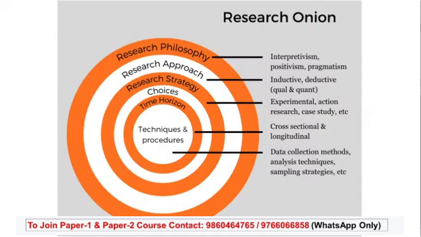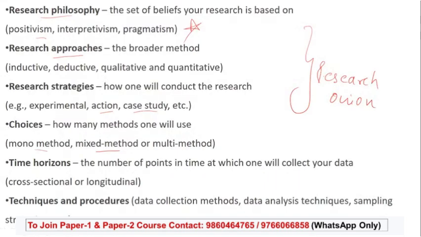So wherein you have the first part as research philosophy, then you have the approaches, then you have the strategies or the methods you can say, then you have the choices with the methods, how many you can take at a time. Then you have something called time horizons, where you can implement your cross-sectional or longitudinal, and then you have the techniques, okay, of either collection, analysis, or sampling strategy. This is how your research onion is built up. So you have to remember this very well. This slide is also important. Any form of question can come out of this research onion in any form. Okay.